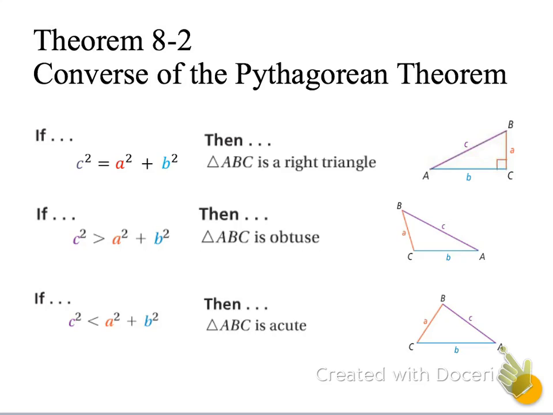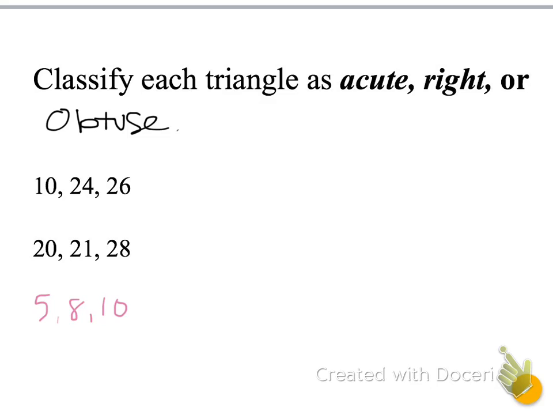Okay, so theorem 8.2, the converse of the Pythagorean theorem. So we have c squared equals a squared plus b squared, so we have a right triangle, which is what we've been talking about. We can also figure out an obtuse triangle if my hypotenuse squared is bigger than my a squared plus b squared, and the opposite of that, we can get an acute triangle if my c squared, or my hypotenuse, is smaller than when I add my a squared plus b squared. So we're going to try that when we're trying to decide if it is acute, right, or obtuse. So remember, my hypotenuse is always my longest length.